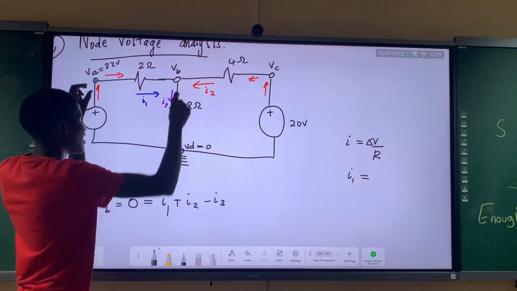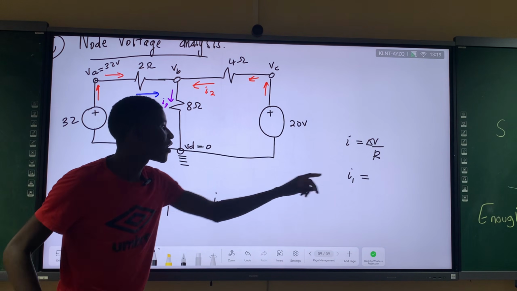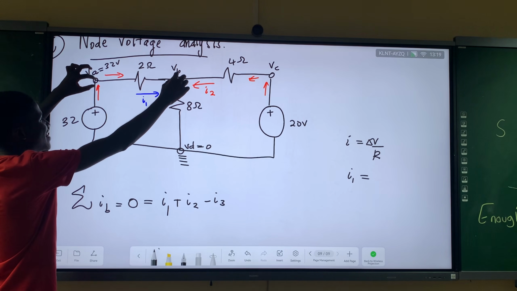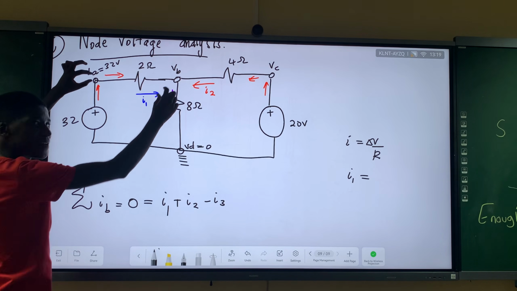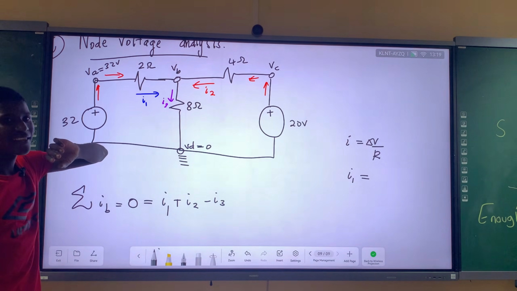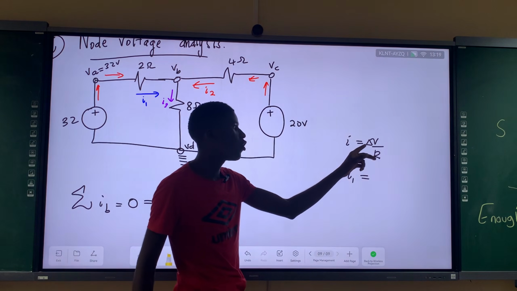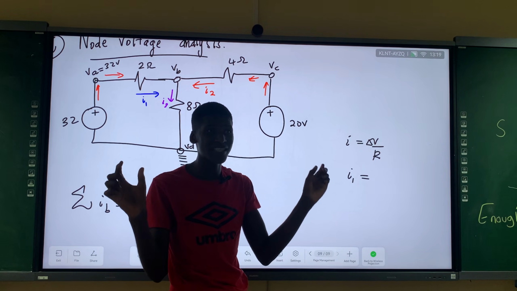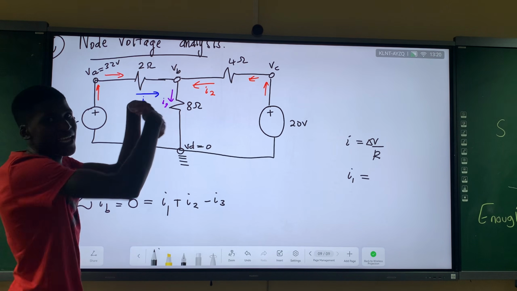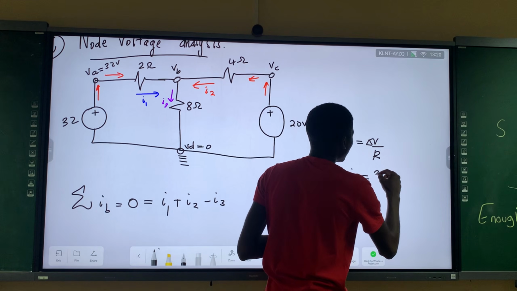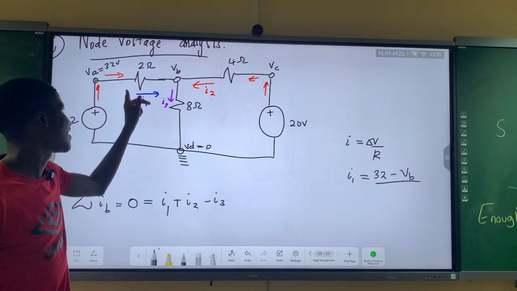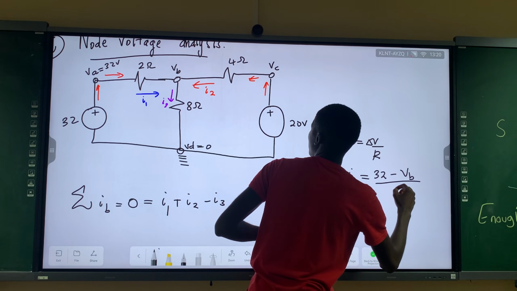The two nodes. Now, current I1, we know it is the current that is passing through the 2 ohms resistor. We look on either side of the 2 ohms resistor, we see the terminals or nodes that have got a voltage, that have got a potential in them. Then we make a potential difference. That's why when I write my Ohm's law I say delta V, to show that it's a what? Potential difference. So here we have a potential of 32, and this potential is what? It is VB. So I'm going to say that this is going to be 32 minus VB over the resistance of the resistor having this current I1, which is 2 ohms.